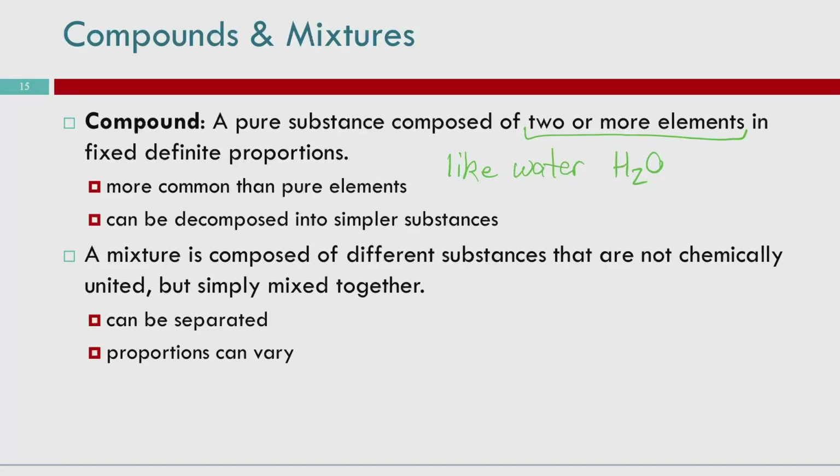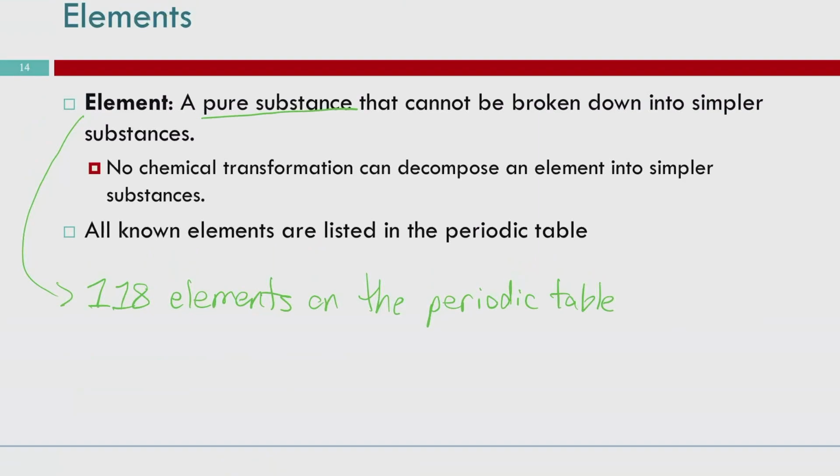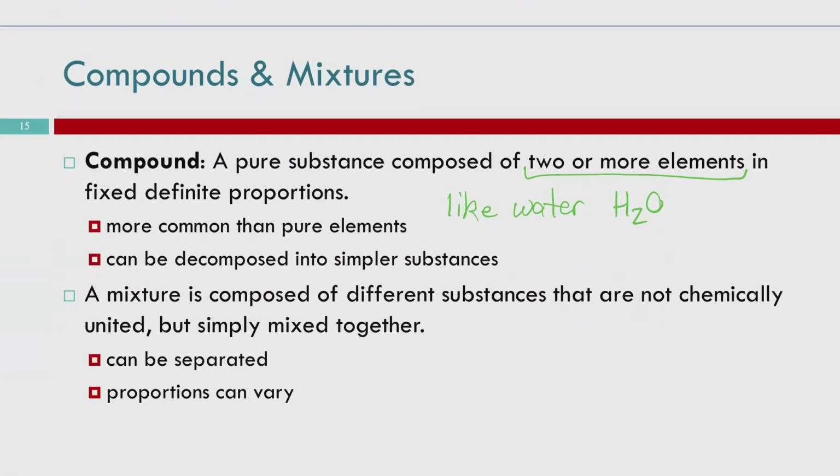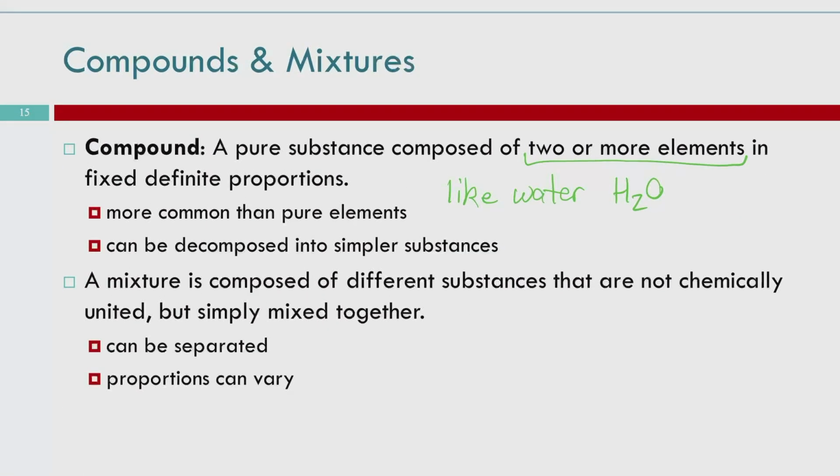As you might imagine, we've got 118 options for elements. Several of those don't exist right now in any meaningful amount. There's lots of ways that you can mix different elements together, so compounds are actually much more common than just finding pure elements.